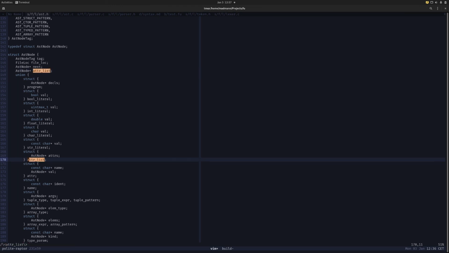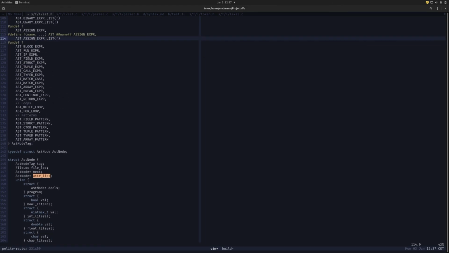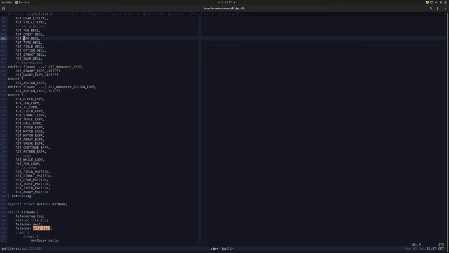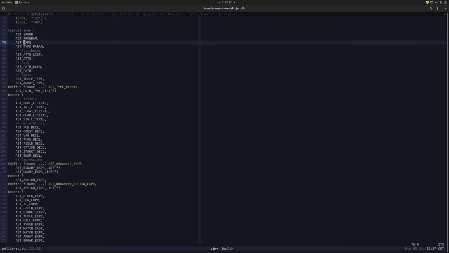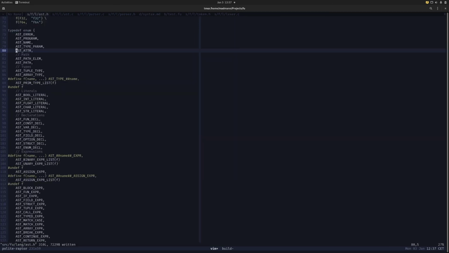Of course, we have a duplicate member, so maybe I could fix this by just removing this altogether. I don't need it, right? If everything has an attribute list, I could just put this into the attribute list, right? It's a bit weird, but it simplifies quite a bit of things.